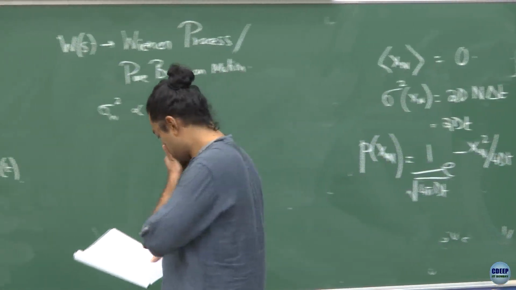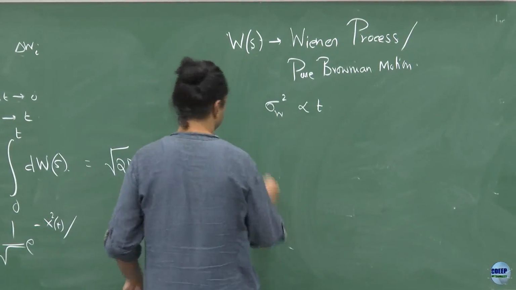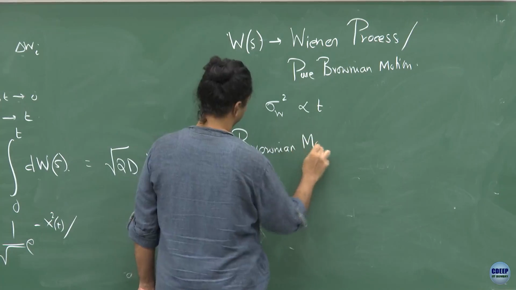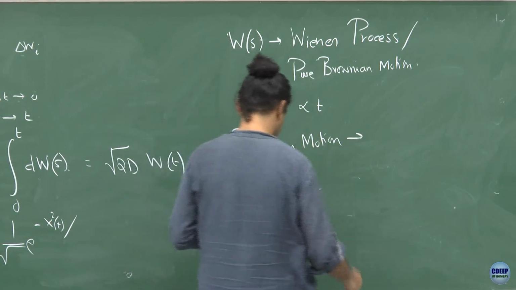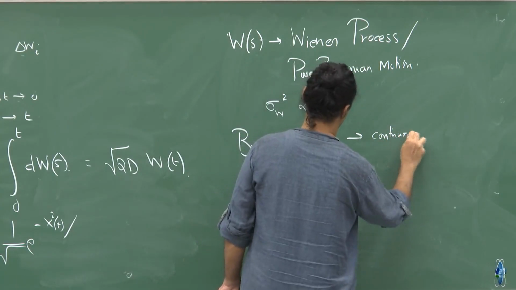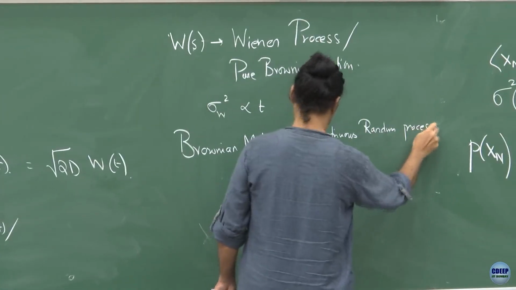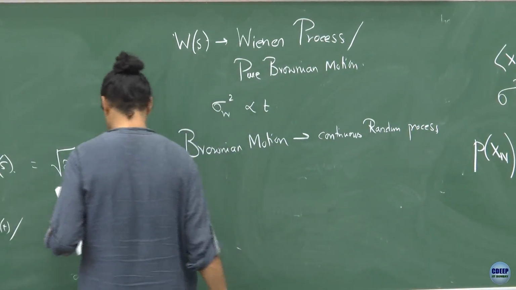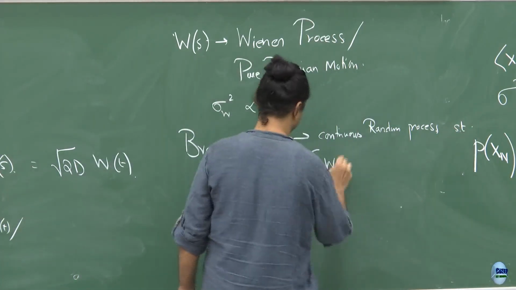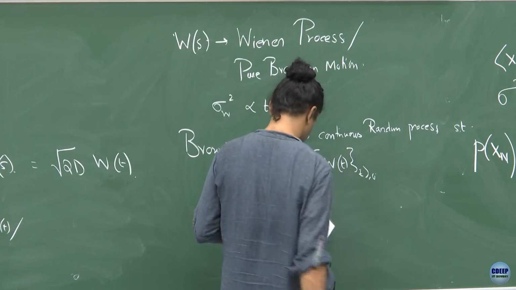All right. So therefore, this provides a definition for Brownian motion. This is a continuous random process such that this family of random variables that I have, W of t, for all positive values of t, is Gaussian.